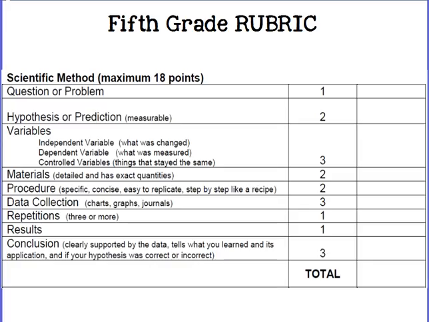Repetitions. The trials need to be at least 3 or more. We are completing a class project and showing them how to do that, how the repetitions will give them an average. The results could be shown in a paragraph form or even a graph form, and then reported in the conclusion. Clearly supported by the data, tells what you learned and its application, and if the hypothesis was correct or incorrect. And when we write our conclusion, we're going to say supported or not supported by the data.